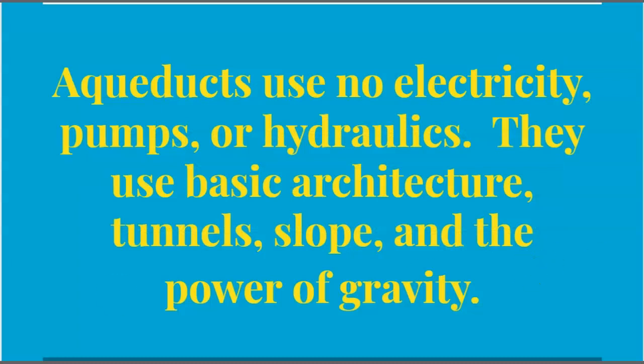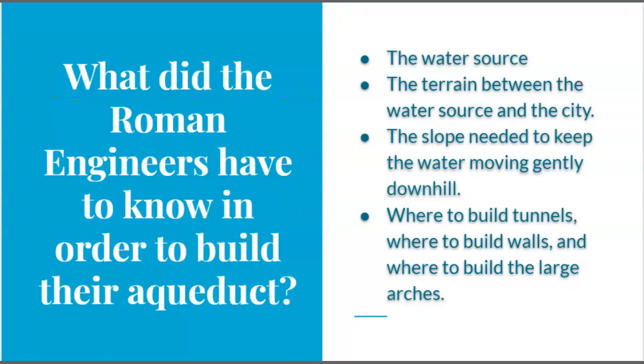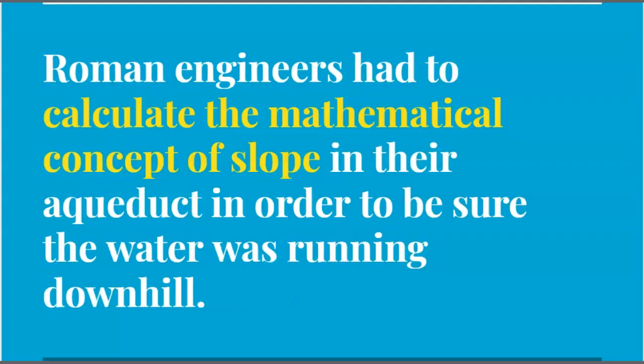So aqueducts use no electricity, pumps, or hydraulics. They use basic architecture, tunnels, slope, and the power of gravity to move the water. So what did the Roman engineers have to know in order to build their aqueducts? They had to know where their water source was. They had to know the terrain between the water source and the city. They had to know the slope needed to keep the water moving gently downhill. And they needed to know where to build tunnels, where to build walls, and where to build the large arches.